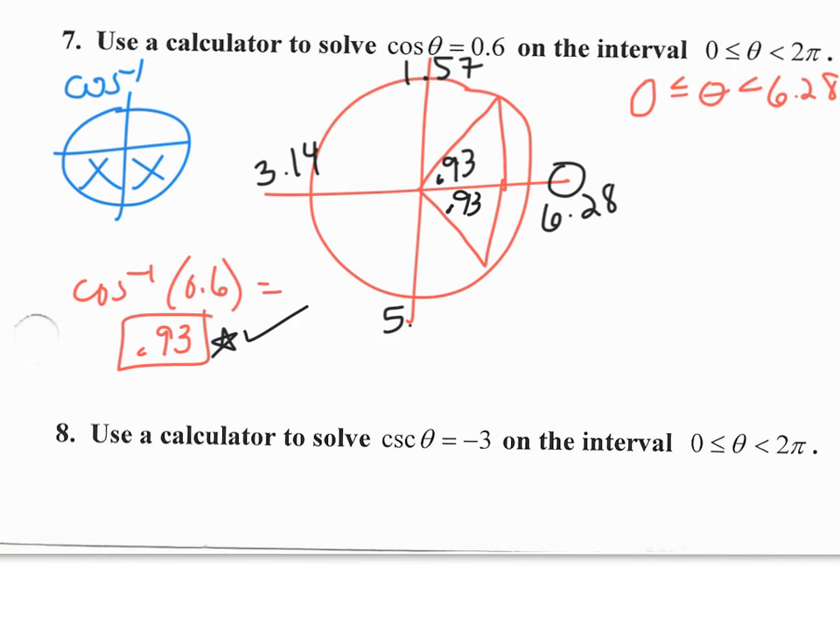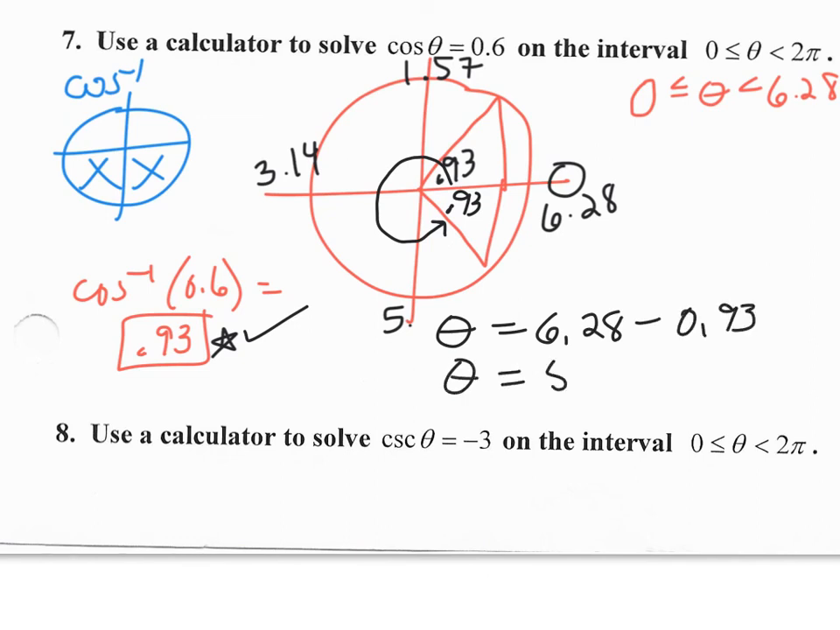Now the other answer, remember we have to do a positive angle. So we have to go all the way around like this. So the second theta will be whatever 6.28 minus the 0.93 is. And if we do it correctly, we get 5.35 as our second theta. Now remember, if I have to go 0 to 6.28, that's about there, right? Okay, hold off on number 8. I'll show you guys how to do that one on the calculator in class tomorrow.